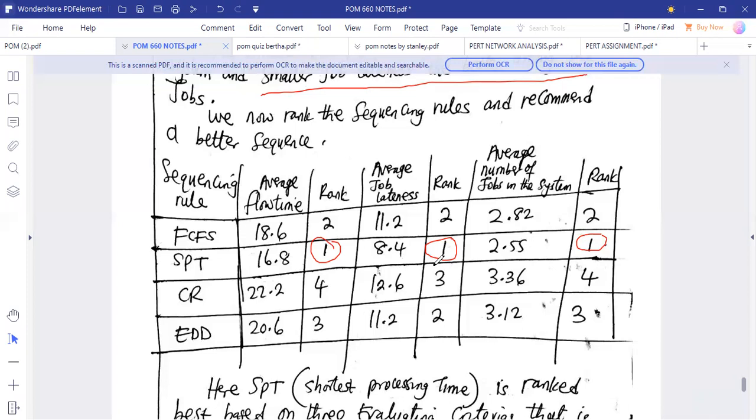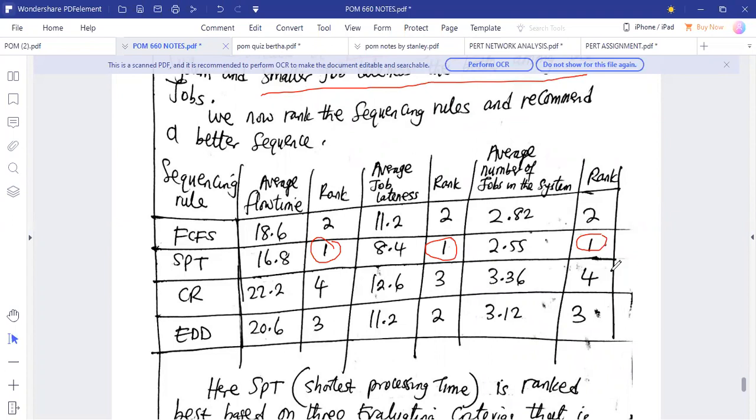If you had a situation where there was variation, you would recommend each one of them. If SPT was ranking first on the average flow time, you would recommend it on average flow time to management. If first come, first served was ranking first on the average job lateness, you would recommend it based on average job lateness. And if the critical ratio was ranking first on the number of jobs in the system, you would recommend it individually, just like that. But in this case, the shortest processing time has dominated among the four sequencing rules. So this is the first part of shop floor planning and job sequencing.